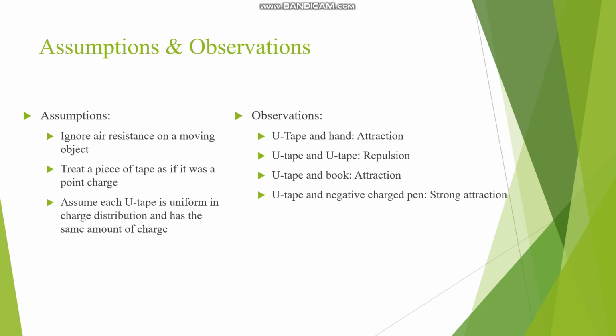The observations I made were that the U-tape and the hand had an attraction. That means that the U-tape is charged. The U-tape and the U-tape repelled one another. That means they have the same charge. The U-tape and the book, like how it would be expected, attracted one another. And then lastly, the U-tape and the negatively charged pen strongly attracted one another.